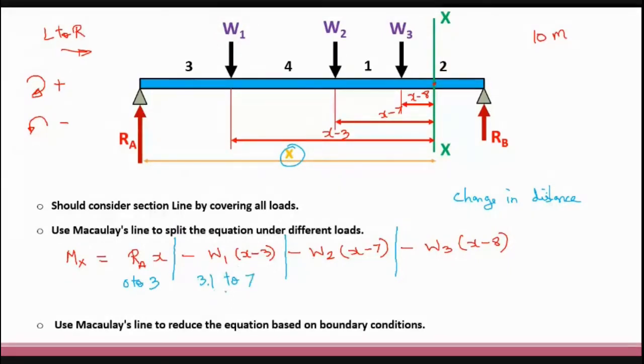You have to consider this boundary condition. So similarly here, 7.1 to the next one here, which is 8. You have to consider this. From 8.1 to, the beam total distance is 10. So 8.1 to 10. You have to consider this. Any doubt in this? Still, I have not completed.